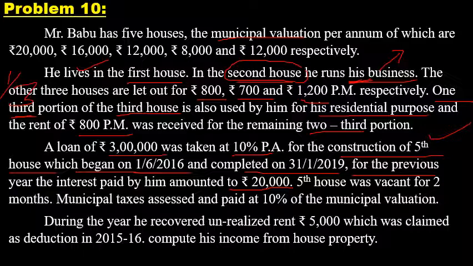Next point, the fifth house was vacant for 2 months. So there is a vacancy in case of the fifth house. While you are calculating rent received, you have to calculate it for the let out duration only, which is less than 12 months. Maybe you will get 10 months. 10 months is the let out period for the fifth house. Later I will explain that concept.